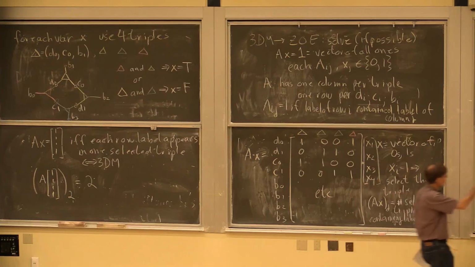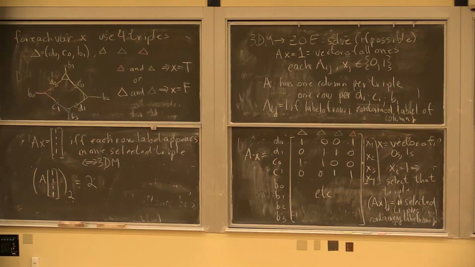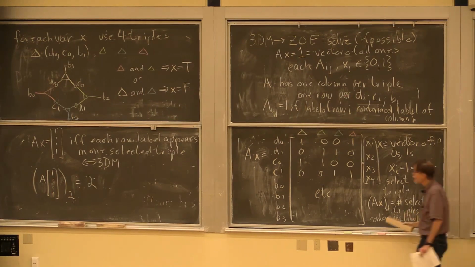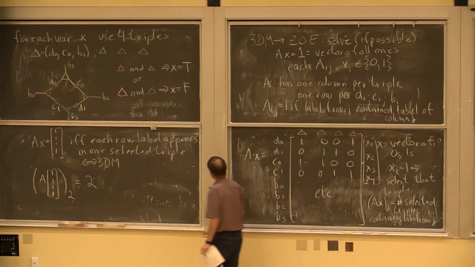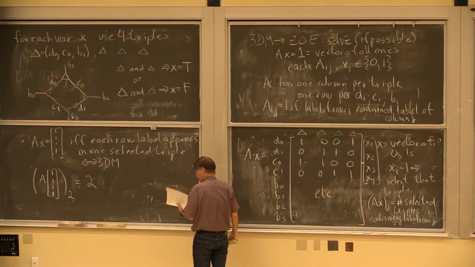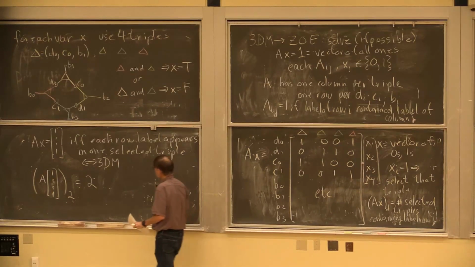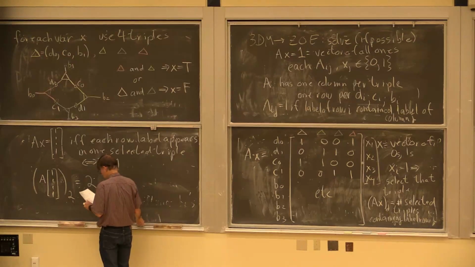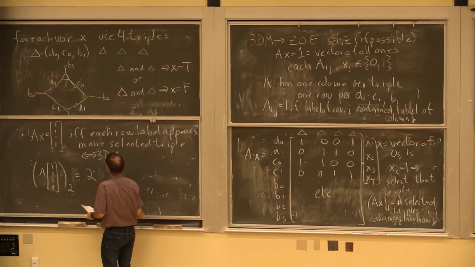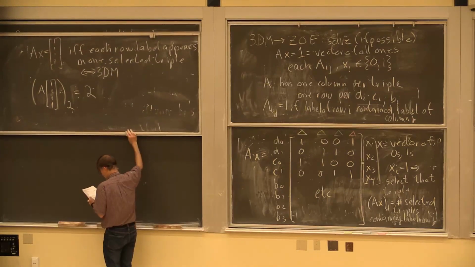Okay, so we did 0, 1 equations. The next one is integer linear programming, which is just a few lines from this one. And I think I can finally erase this picture.